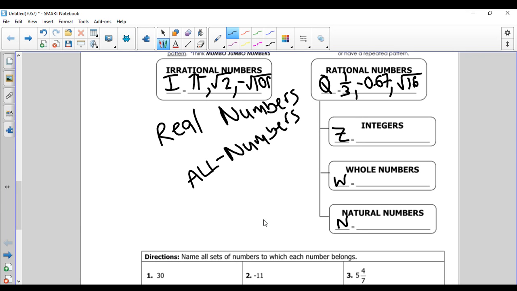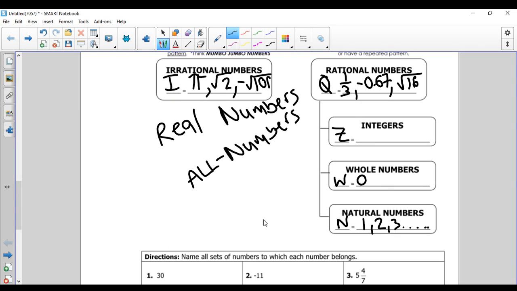So natural numbers are like 1, 2, 3. What's a natural number? Think about when you're counting, right? You don't start at 0, you start at 1. 1, 2, 3. You don't have 0 of something, you just don't have it. You could have 1 of something. That's where natural numbers come from.